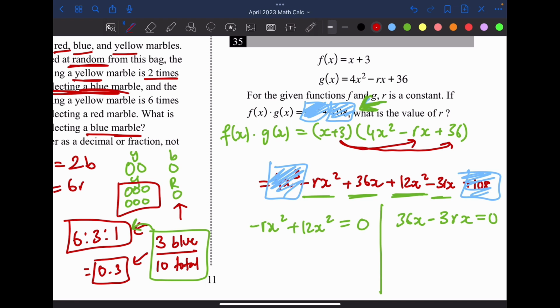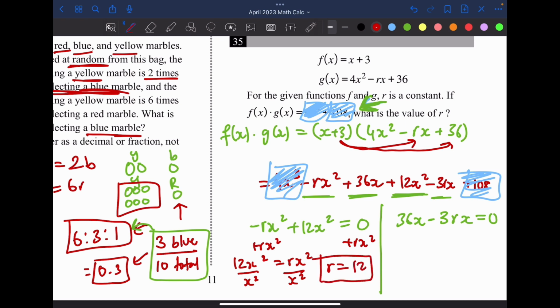Okay, so let's solve for r here. First, we can add rx squared to both sides, so plus rx squared like this. You would end up with 12x squared is equal to rx squared. Then divide both sides by x squared. You would end up with r is equal to 12. And that's it. So we just found what r is.